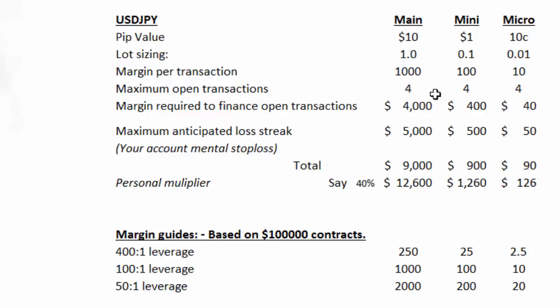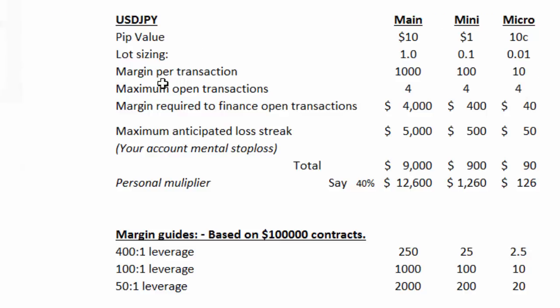I've got three columns here, one for a main account, one for a mini account, and one for a micro account. And whatever I tell you here is of general nature. These figures differ from broker to broker, from currency to currency. Now again, I'm assuming a pip value of $10 for the main account, $1 for the mini account, and 10 cents for the micro account. Now you'll all know that the yen pip values are slightly less than that, but let's just use those figures as round numbers to move on from. In fact, the pip values have no importance in this calculation. I'm just giving that as information.